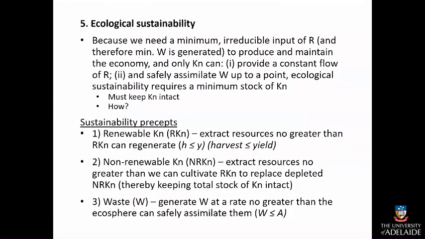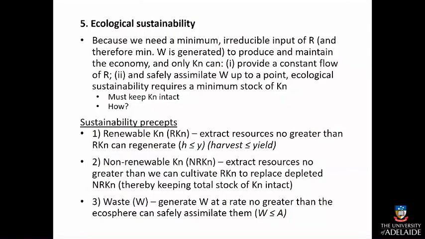That's next lecture. What about in terms of ecological sustainability? I mentioned that ecological economists focus very heavily on that, and that related to the fourth sort of question that economists ought to be asking. Well, clearly, in order to produce a given quantity of output, we need a minimum irreducible quantity of resource input, which of course means a minimum quantity of waste output. Remember, the resources entering the economy eventually exit as waste. And to produce and maintain the economy, only KN, now that's natural capital, so I'm talking now not human-made capital, but natural capital, can provide a constant flow of resources, and only natural capital can safely assimilate wastes up to a point. They can do it up to a point.